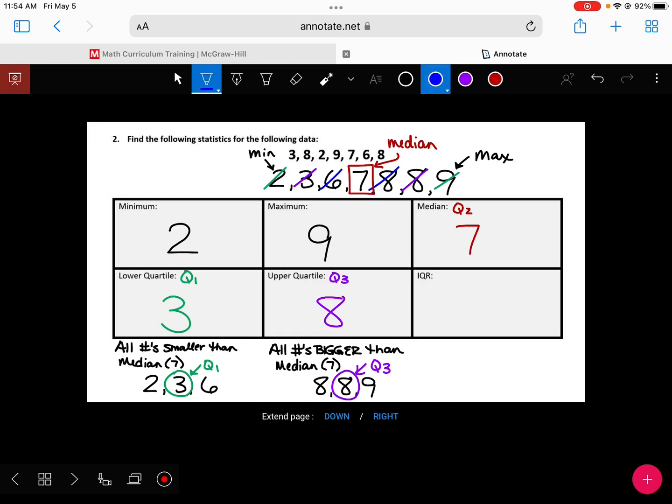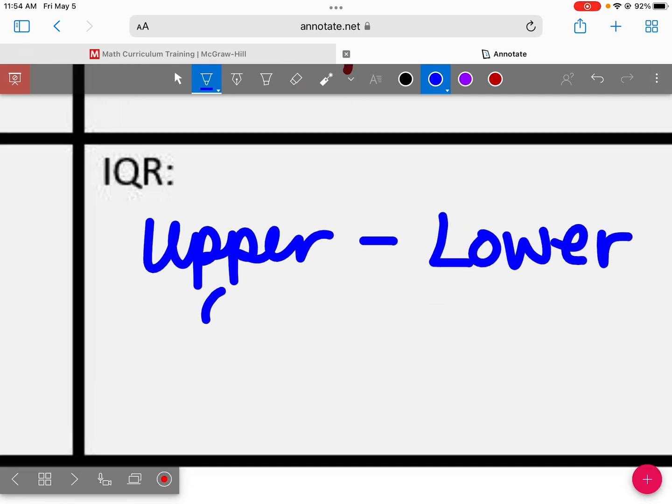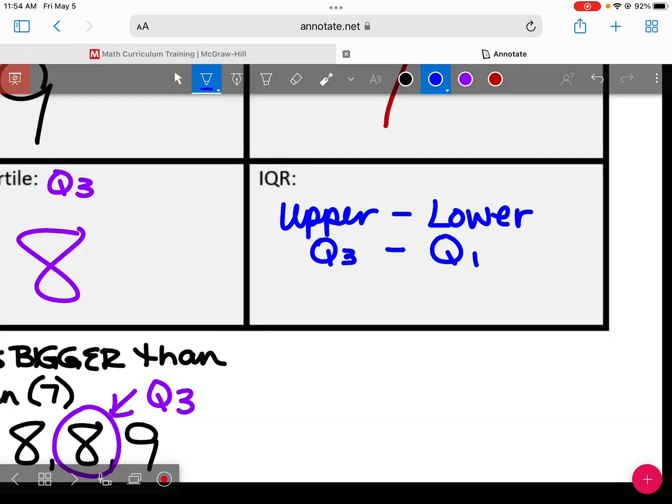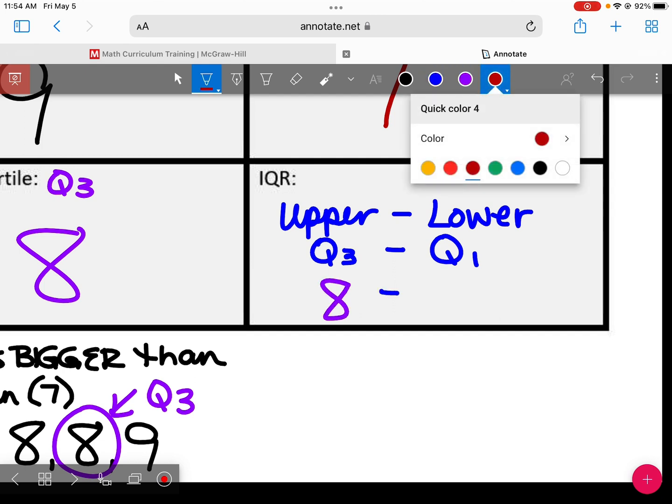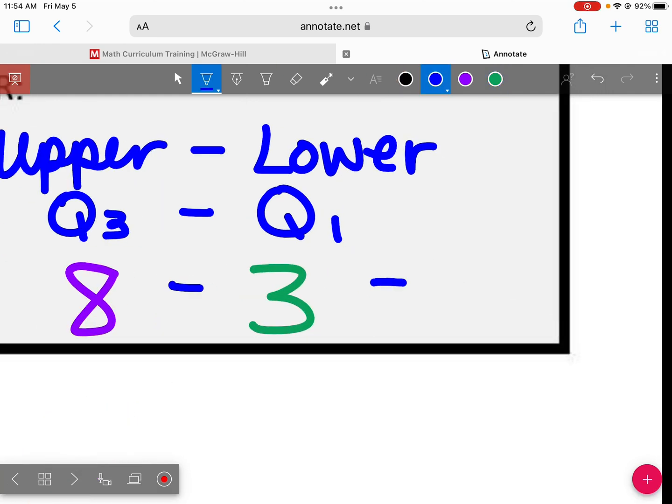How do we find the IQR? Upper minus the lower, or Q3 minus Q1. What was Q3 again? 8 minus, what was the number we got for Q1? 3. So what is 8 minus 3? 5.